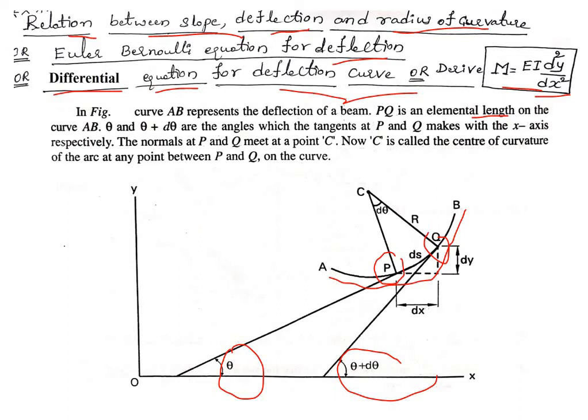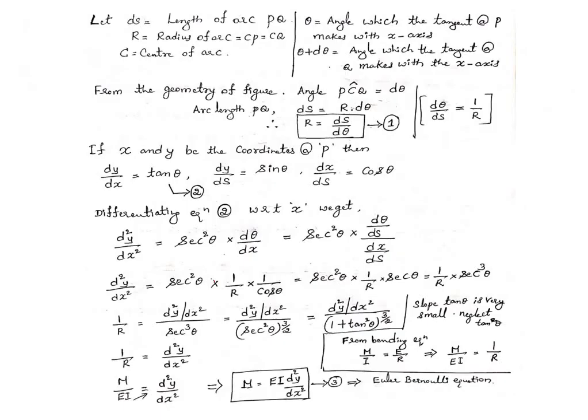The normals at P and Q meet at a point C. Now C is called the center of curvature of the arc at any point on P and Q. Let ds equal the length of the arc PQ, and r the radius of the arc, CP equal to CQ, with center C.